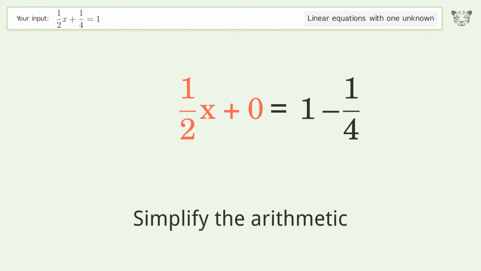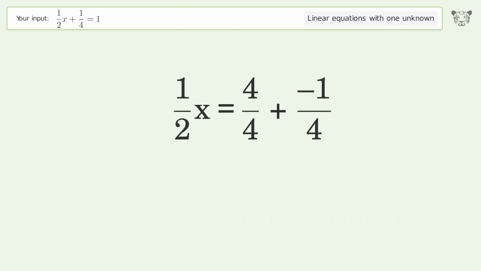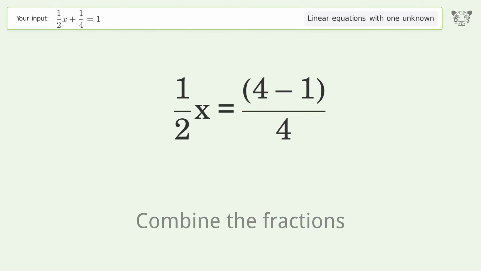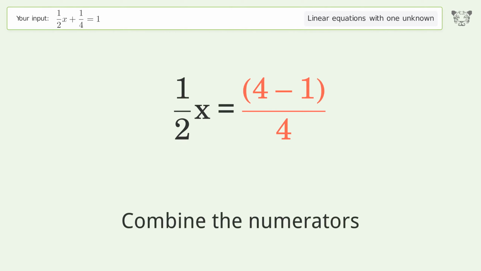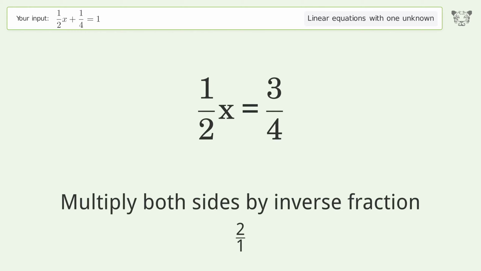Simplify the arithmetic. Convert the integer into a fraction. Combine the fractions. Combine the numerators. Isolate the x. Multiply both sides by inverse fraction 2/1.